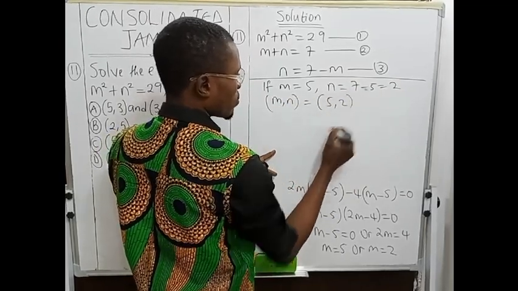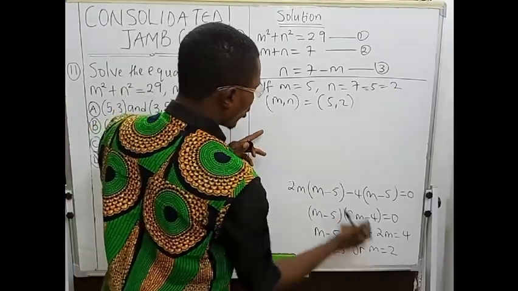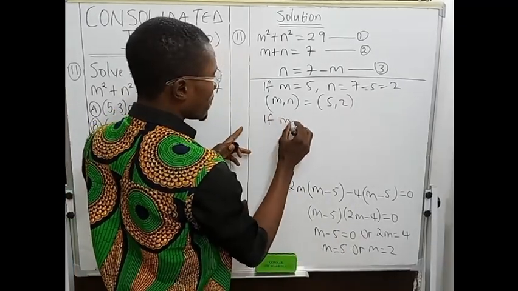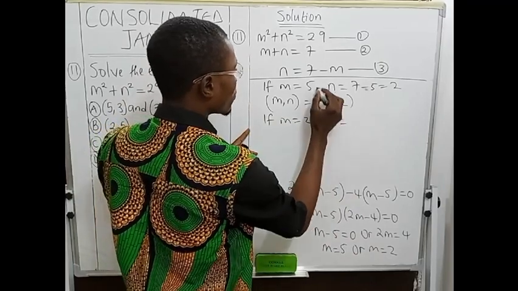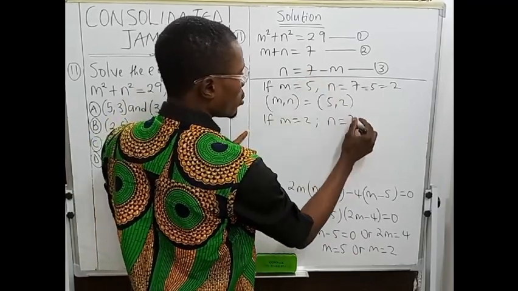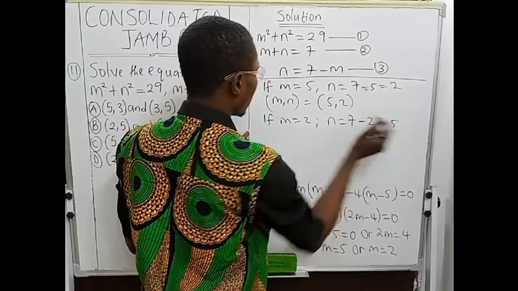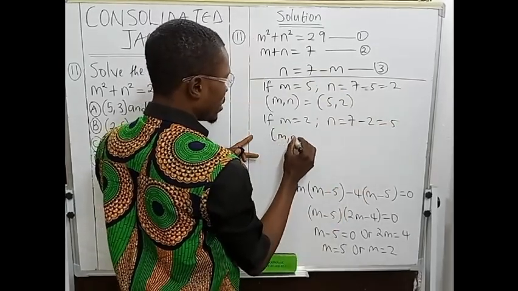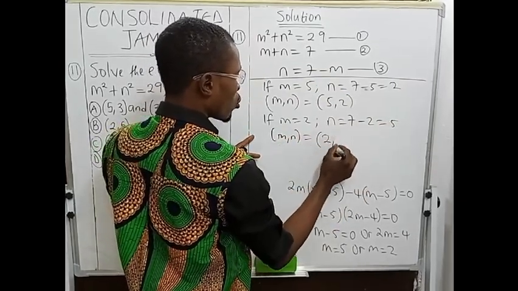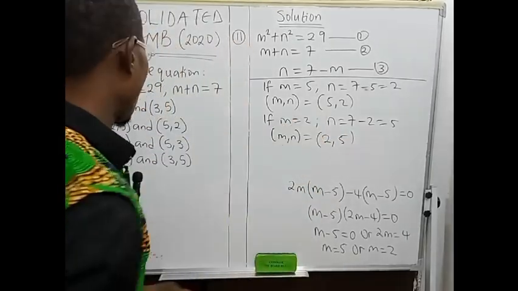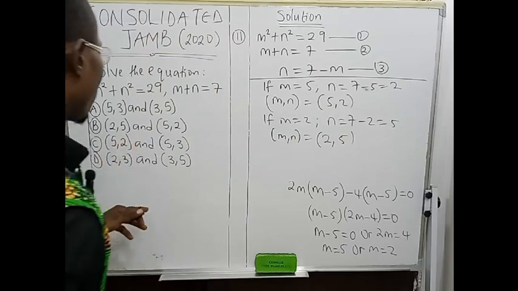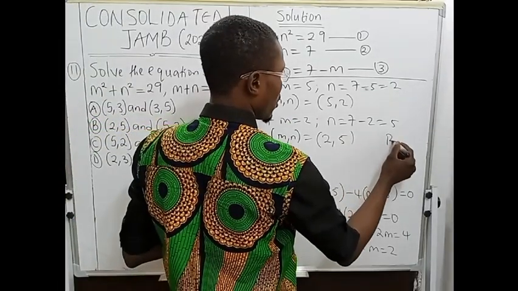So the first value of m, n is what? 5, 2. Similarly, if m equals 2, our n will be equal to what? 7 minus 2, which is what? 5. So the other value of m, n is what? 2, 5. So the values of m, n are this and this: 5, 2 and 2, 5. Okay? Option B is our answer.